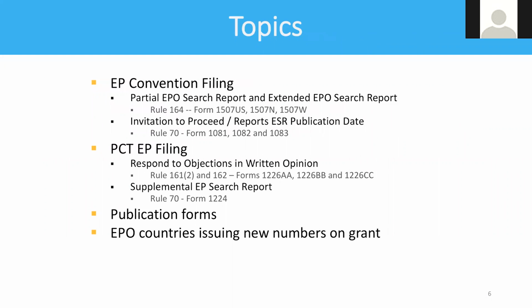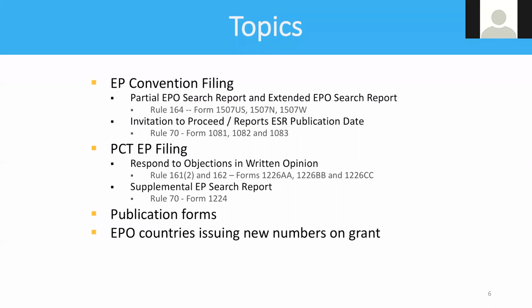Today's topics are going to be broken up into categories based on whether we're talking about a European patent application that came in through a Paris Convention filing at the 12-month deadline off of the priority application, or whether it was based off of a PCT application that went into the EPO as a national phase. Is that right, Christy? National phase application. Get my terminology correct. And then we'll also comment briefly on the publication forms and some observations we want to share about how EPO countries grant patent numbers at the validation stage.